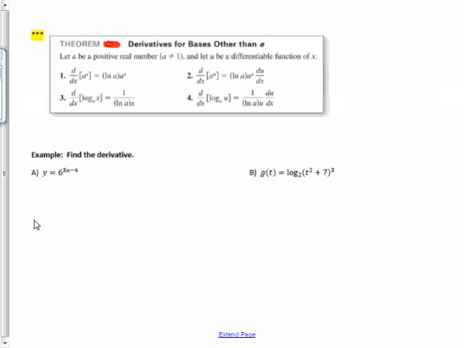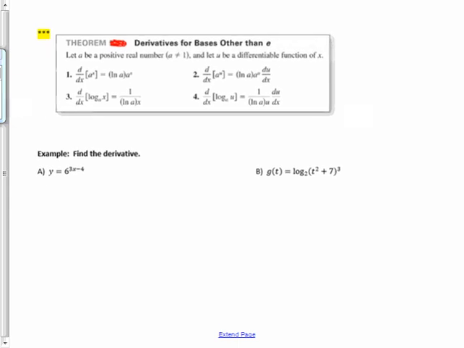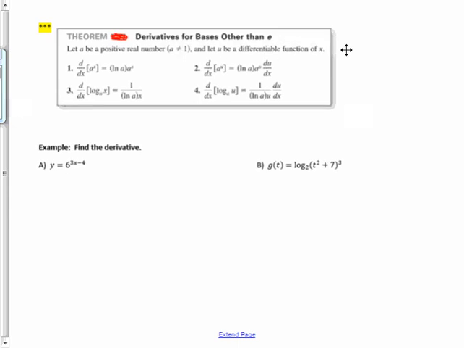Make sure you printed them out and have them in front of you, and we'll go through those examples that I left blank. You want to make sure that you have this theorem handy when we get ready to do these. All right, so the first one says find the derivative of y equals 6 raised to 3x minus 4.